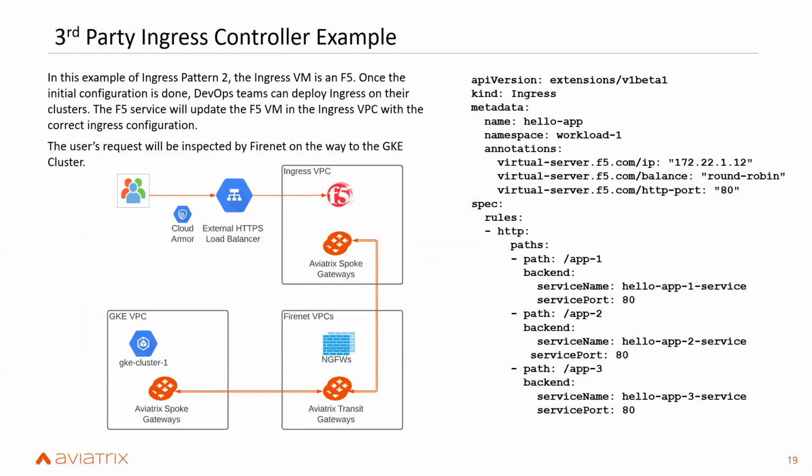In this example, I have using the F5s as the Ingress VMs, just because they have a nice feature where the actual Ingress controller on the cluster can orchestrate the configuration on the F5. So it makes it very straightforward, as you can see on the right-hand side, for your devs to actually expose the service. Now the flow is like the others with the Pattern 2, where it comes in via the HTTPS load balancer, it hits the F5, hits the spoke gateway, transit gateways, and can be inspected on the firewall before being sent over to the spoke with the cluster in it.